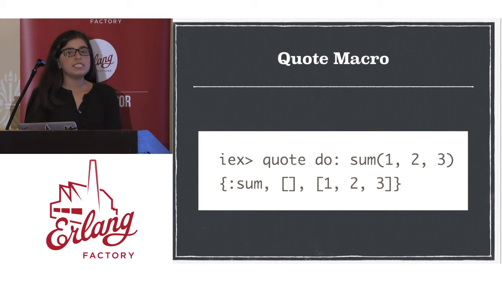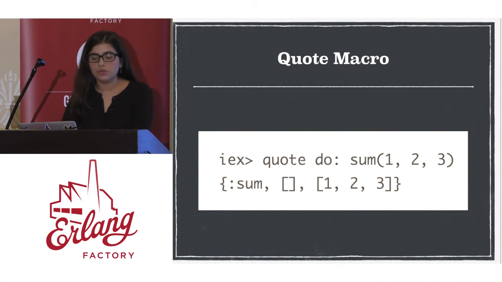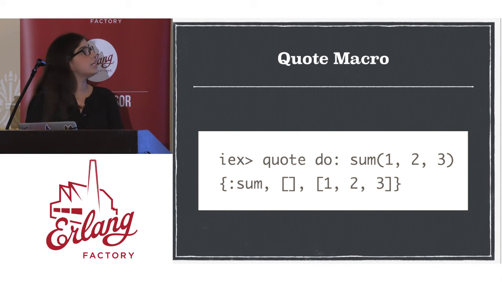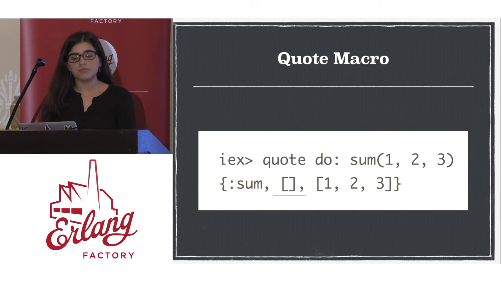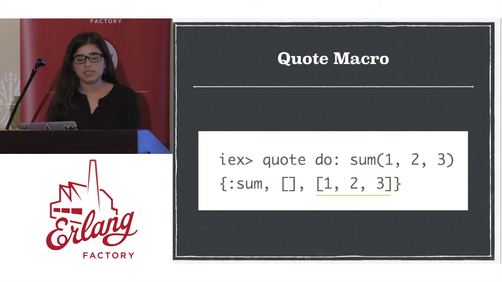So for building the library, we have to take advantage of the quote macro. You can get the representation of any expression by using quote. So here we have an example of the function sum with the arguments 1, 2, 3, and when we quote over it, we get the AST. The first element is the function name. The second element is the list of metadata, which in this case is empty. And the third element is the argument list.